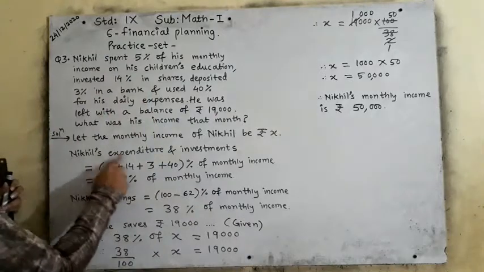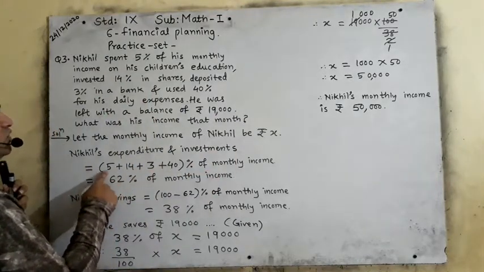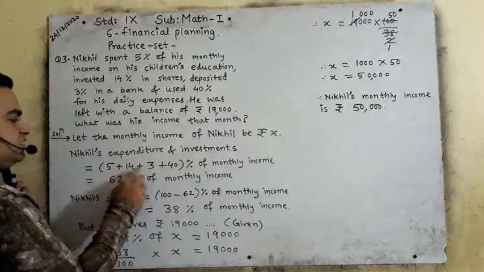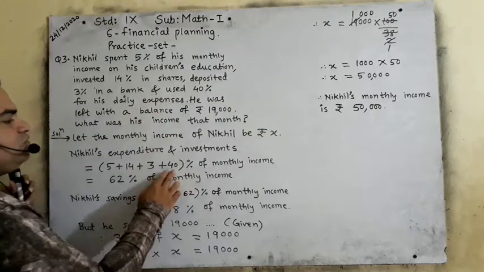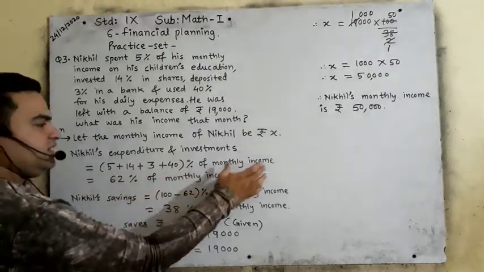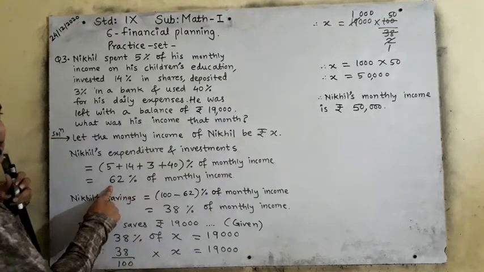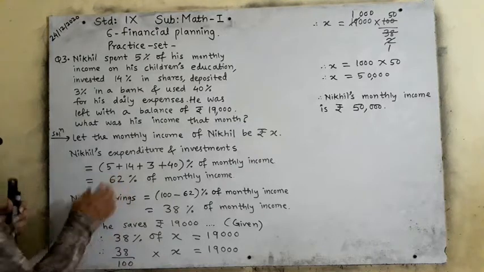So Nikhil's expenditure and investment मिलाकर 5% on children's education, 14% on shares, 3% deposit in the bank, 40% he uses for daily uses. So total कितने खर्चा हुआ of monthly income? Monthly income का total खर्चा कितना हुआ? 62% of monthly income. Okay, so 62 खर्चा हुआ.